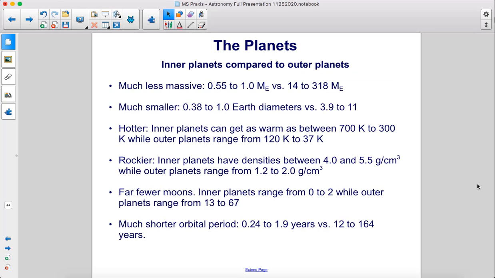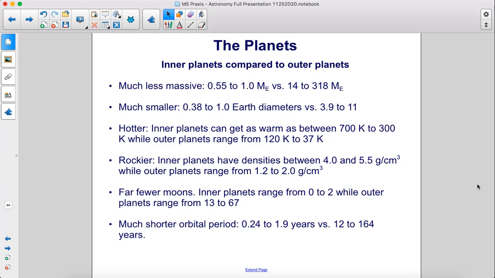Inner planets compared to outer planets. They're much less massive, 0.55 to 1 Earth masses versus 14 to 318 Earth masses. They're much smaller, 0.38 to 1 Earth diameters versus 3.9 to 11 Earth diameters.